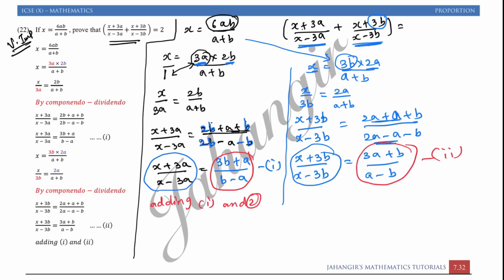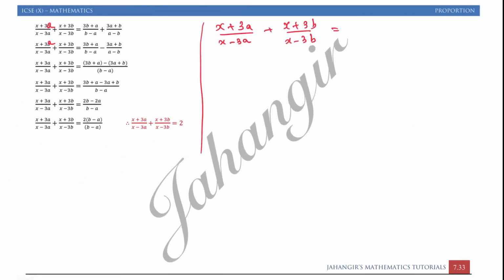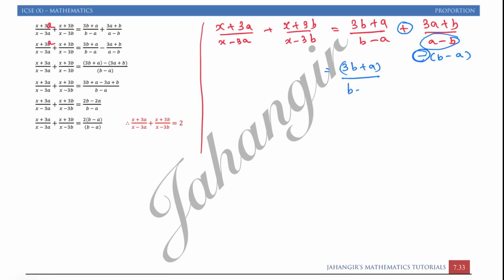Let me check. 3b plus a upon b minus a, and next part I got 3a plus b upon a minus b. Now if you have to convert this a minus b to b minus a, what I will do, I will take out minus sign common. This we did in trigonometry also. Minus into plus will become minus, so I can write 3b plus a upon b minus a minus in between 3a plus b upon b minus a.